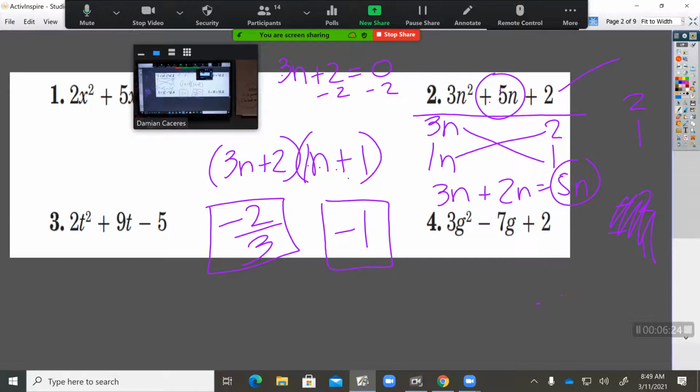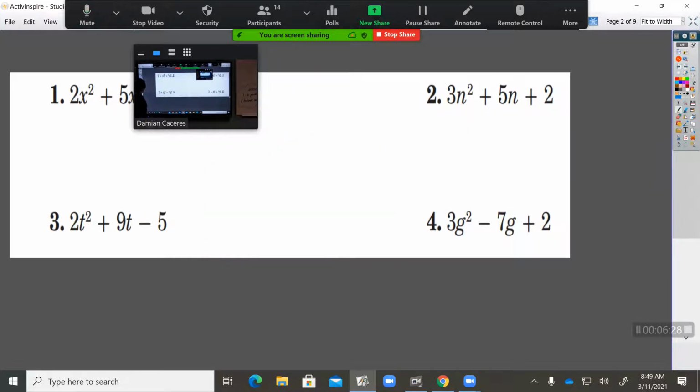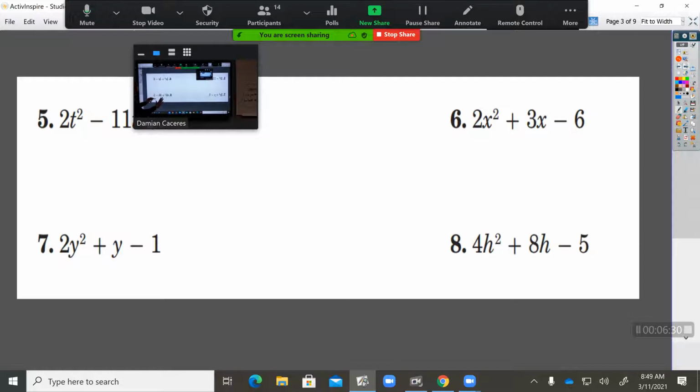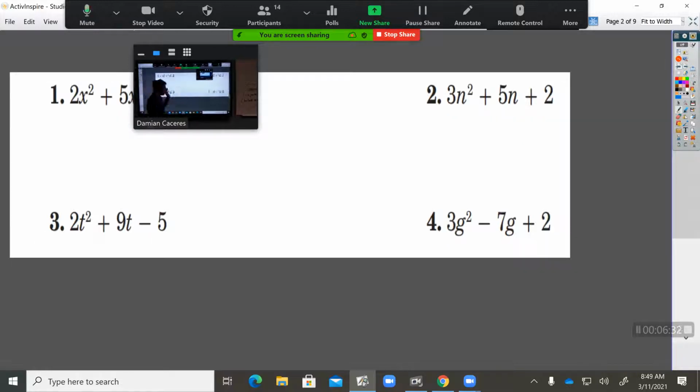Any questions so far? All right, 3 and 4, again, together. These four are going to be on your own, so don't go ahead and try to do it on your own. Just follow it with me.